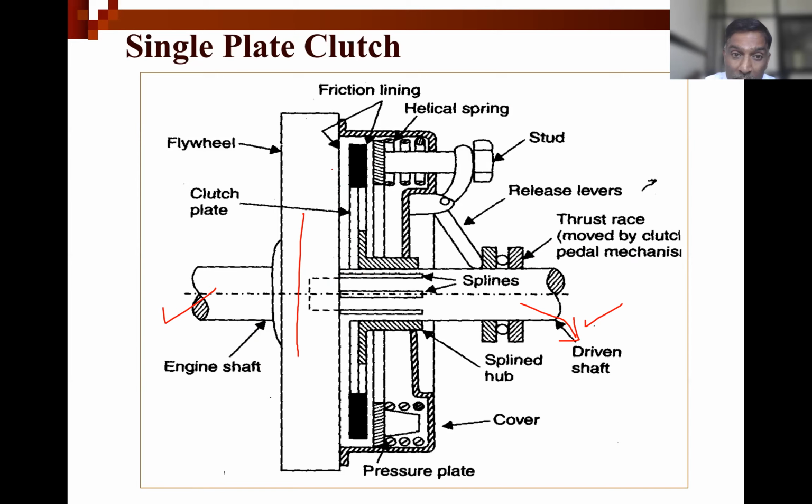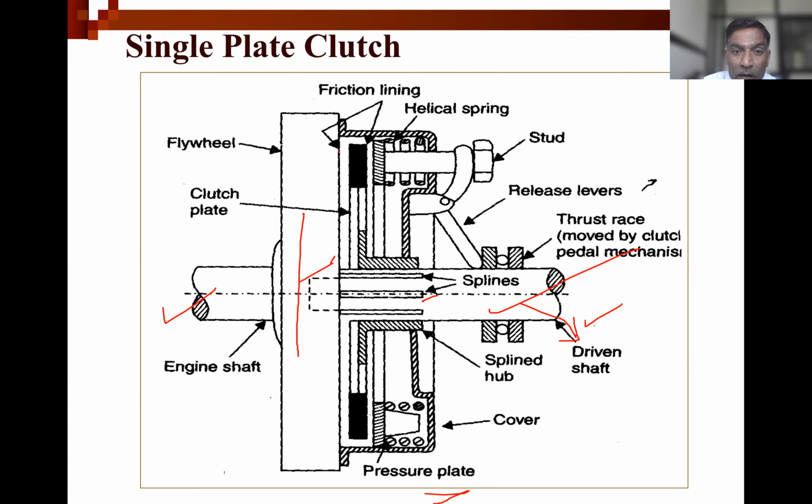ज्यावेळेस क्लच प्लेट ह्या फ्लायव्हीलच्या कॉन्टॅक्ट मध्ये येईल, then the clutch plate is going to rotate. As clutch plate is mounted on this spline shaft, this shaft is also going to be rotated. Then to disconnect the power transmission from flywheel to the clutch shaft, what we need to have?